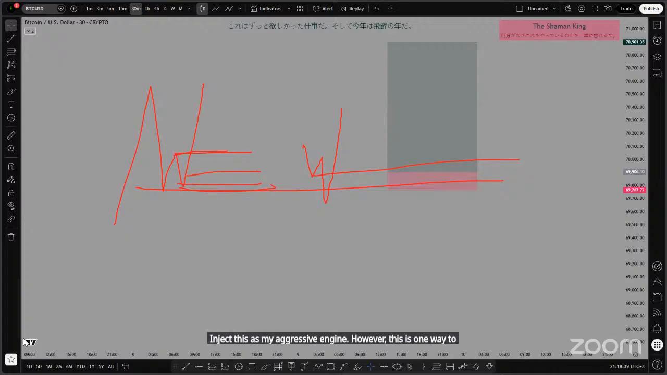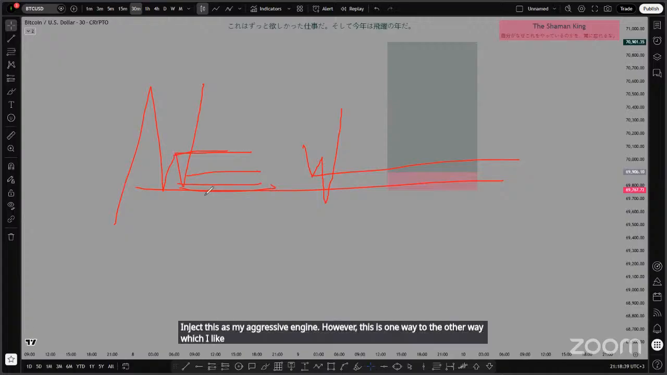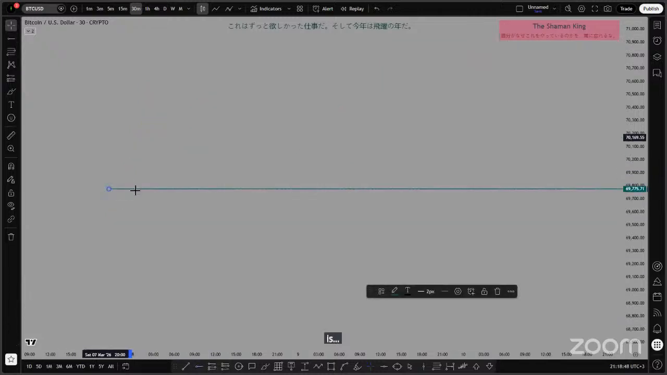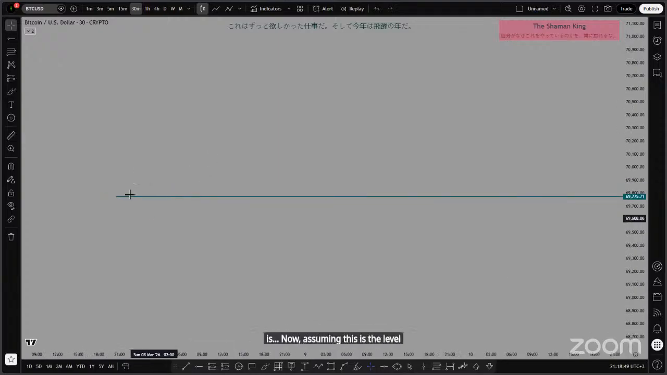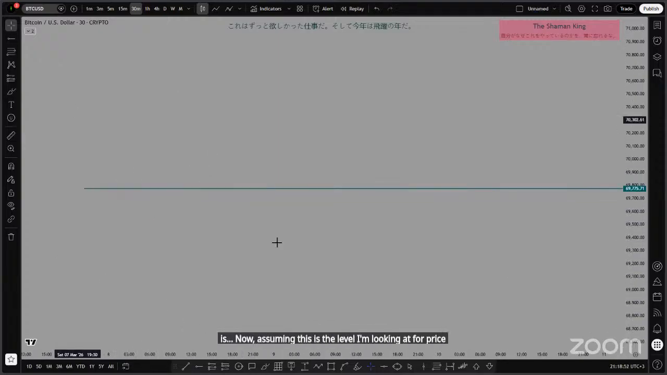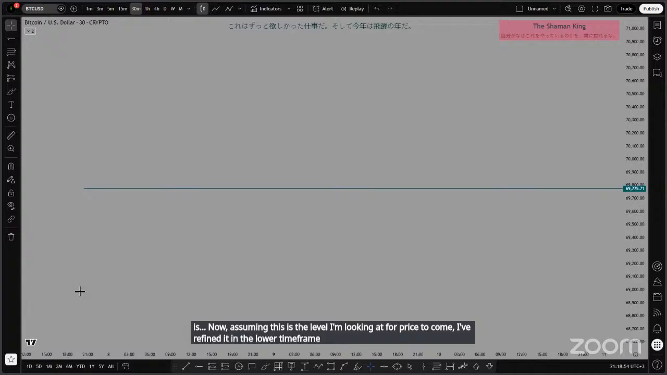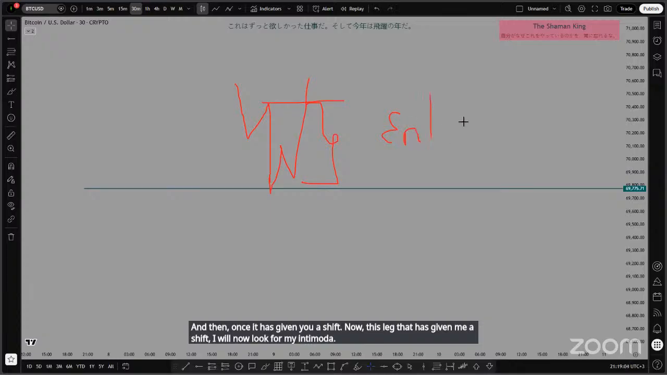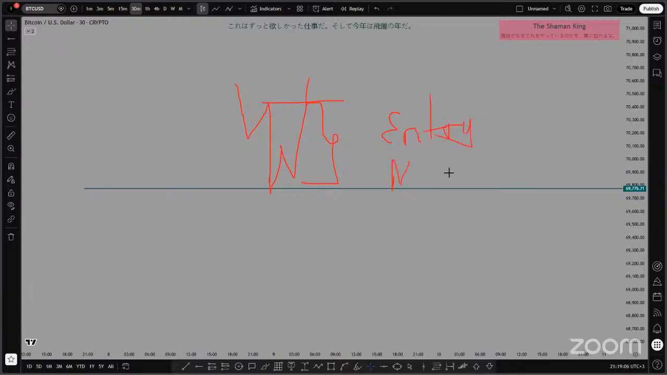The other way, which I like and really improves my win rate, is now assuming this is the level I'm looking at for price to come. I've refined in the lower time frame and I've found a precise level. So what do I do? I wait for price to come, and then once it has given me a shift, now this leg that has given me a shift, I will now look for my entry model. So this is what I like working with.